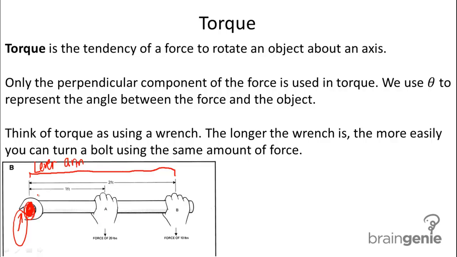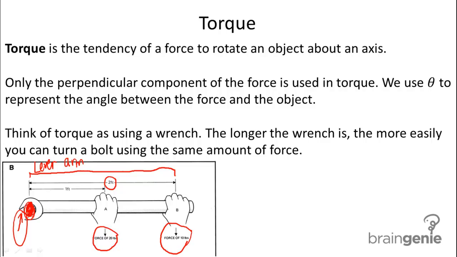If you see in this diagram, if we hold the wrench at a distance of 1 foot from the axis, we have to use a force of 20 pounds. Whereas if we double the lever arm, or double the length of the wrench, we can use half as much force to get as much power.